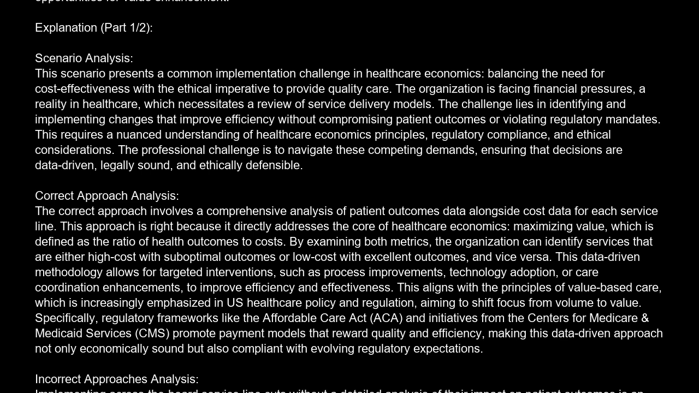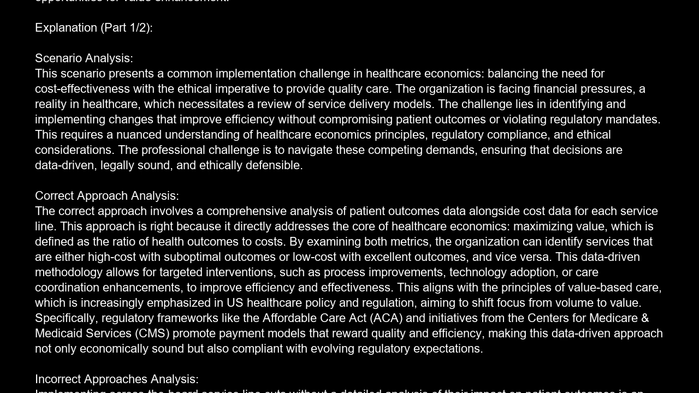This scenario presents a common implementation challenge in healthcare economics, balancing the need for cost-effectiveness with the ethical imperative to provide quality care. The organization is facing financial pressures, a reality in healthcare, which necessitates a review of service delivery models. The challenge lies in identifying and implementing changes that improve efficiency without compromising patient outcomes or violating regulatory mandates. This requires a nuanced understanding of healthcare economics principles, regulatory compliance, and ethical considerations. The professional challenge is to navigate these competing demands, ensuring that decisions are data-driven, legally sound, and ethically defensible.